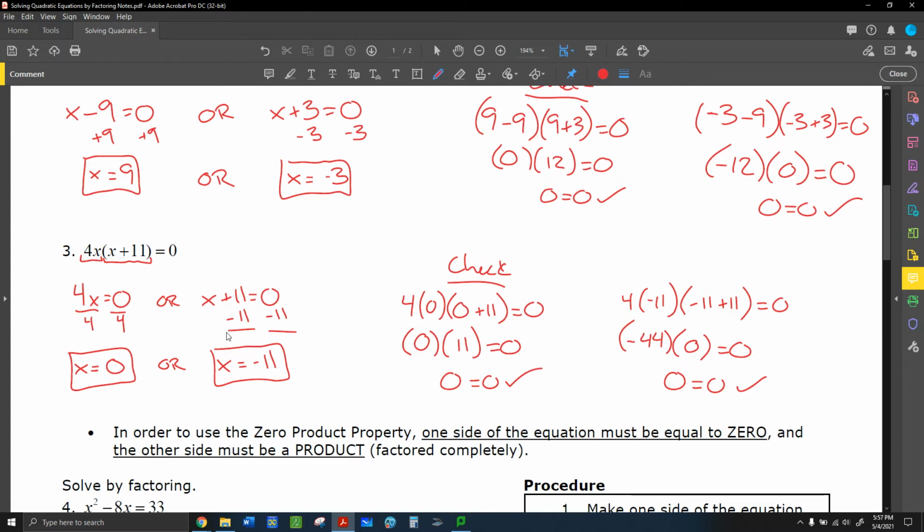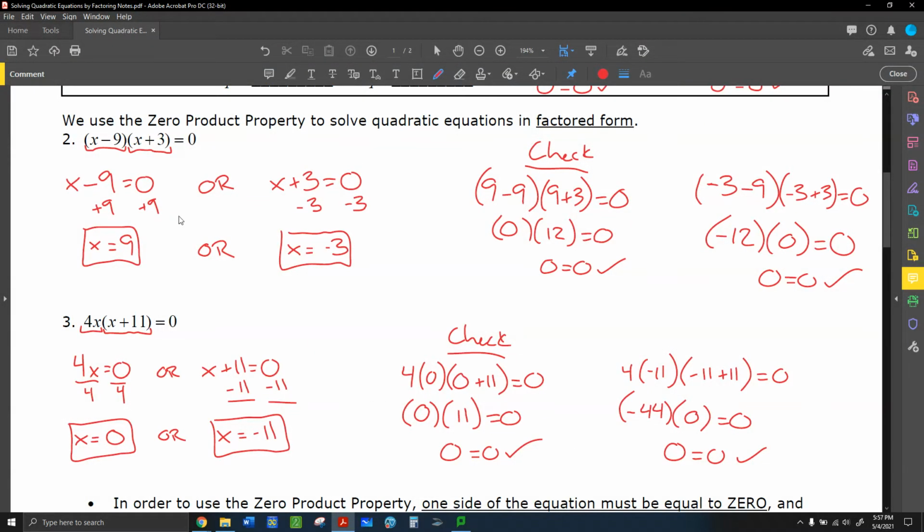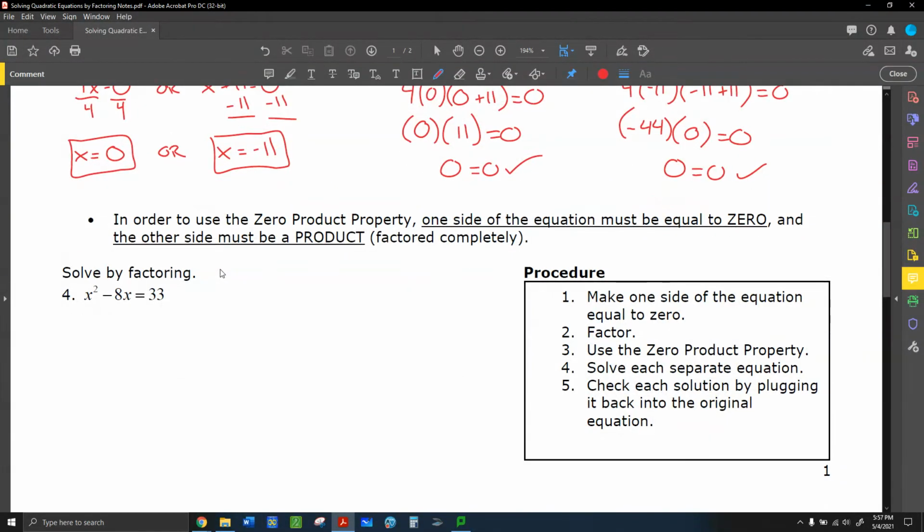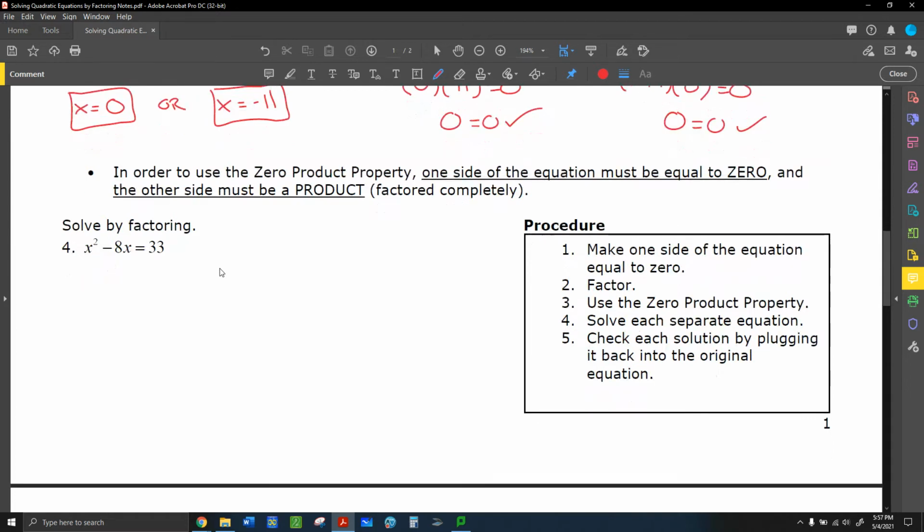Now, notice that for both of these examples, both were equal to 0. In order to use the zero product property, one side of the equation must be equal to 0, and the other side must be a product, or in other words, it needs to be factored completely. So let's go ahead and solve number 4, and I've listed out the steps on the right-hand side. Let's go ahead and follow those steps.